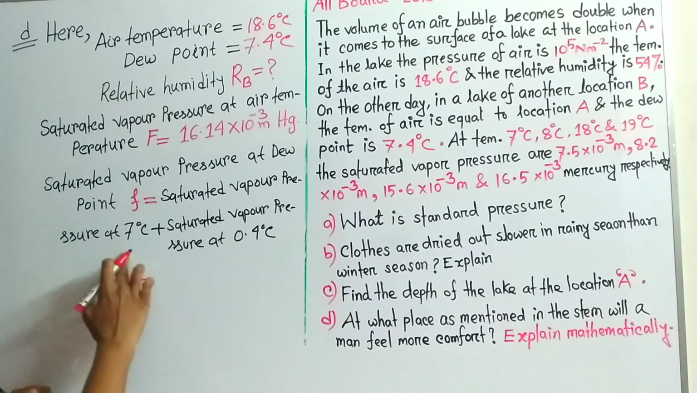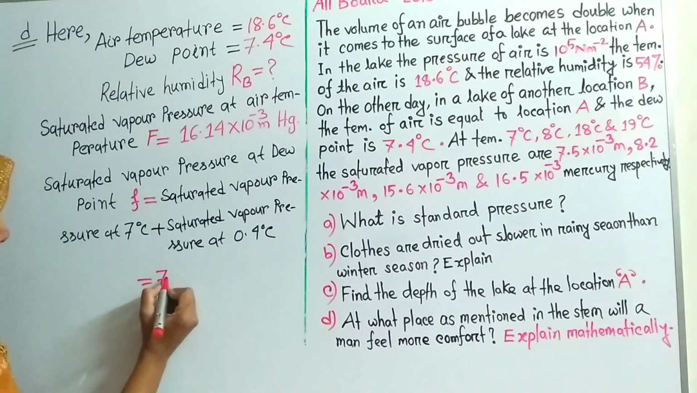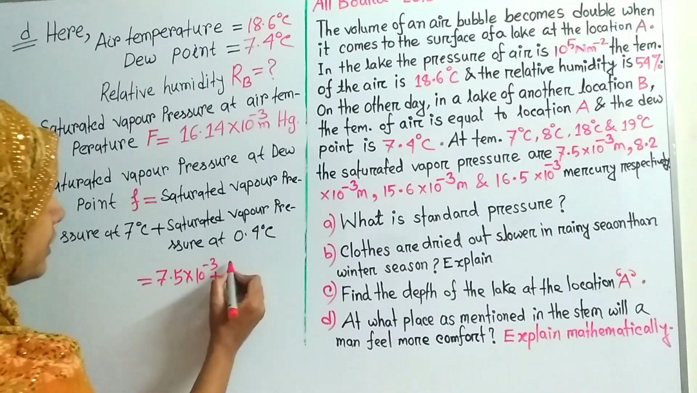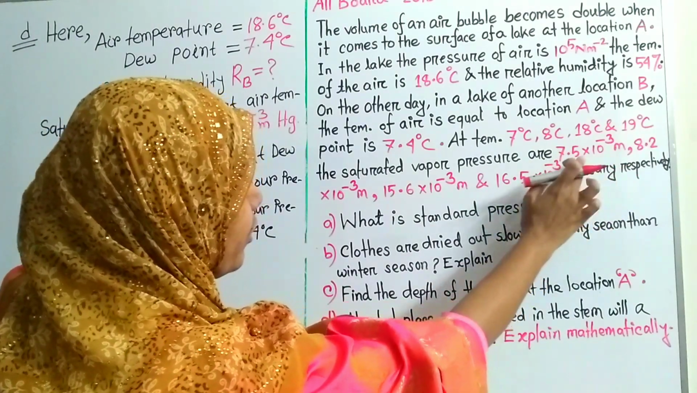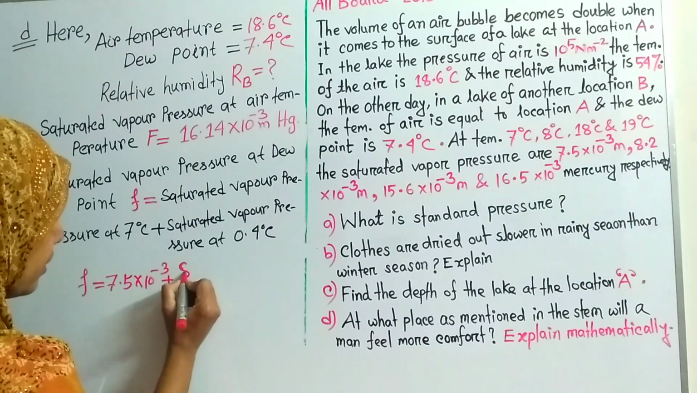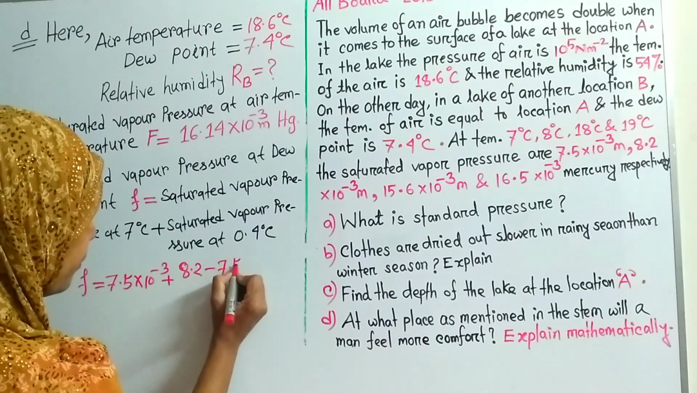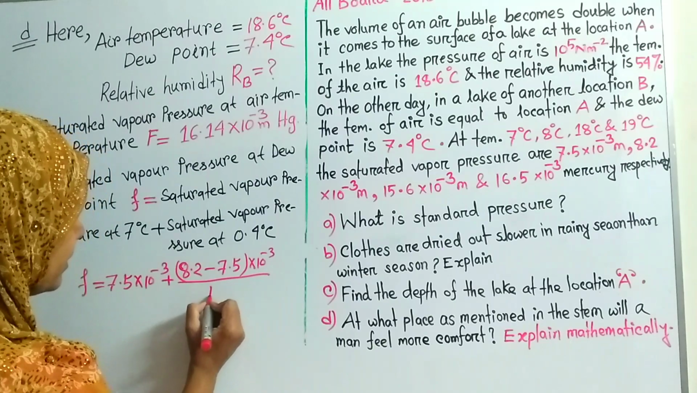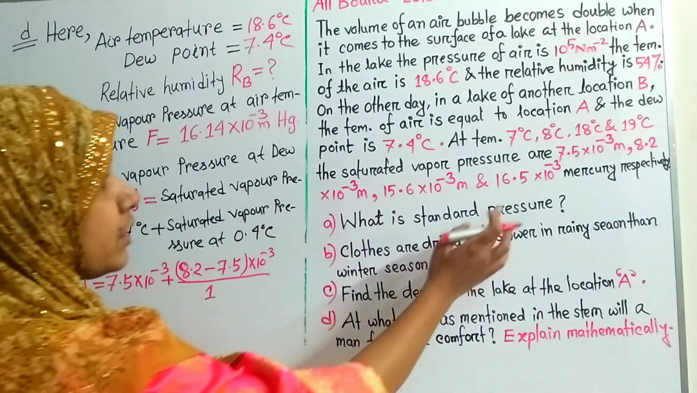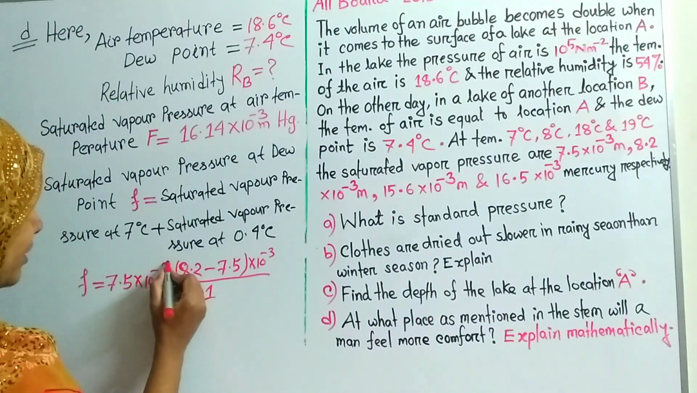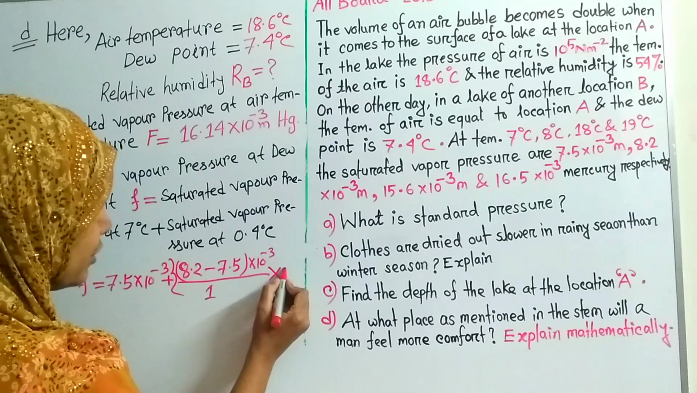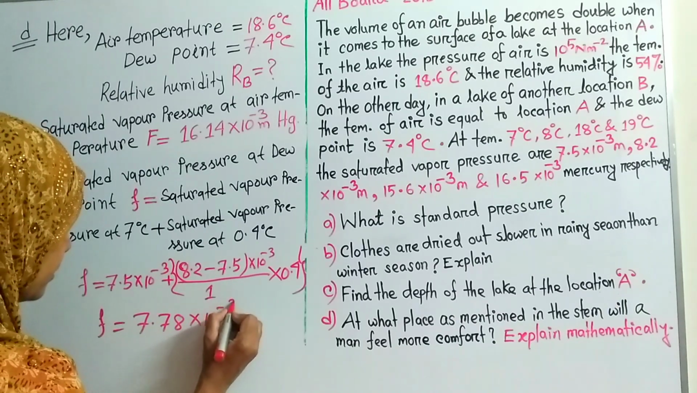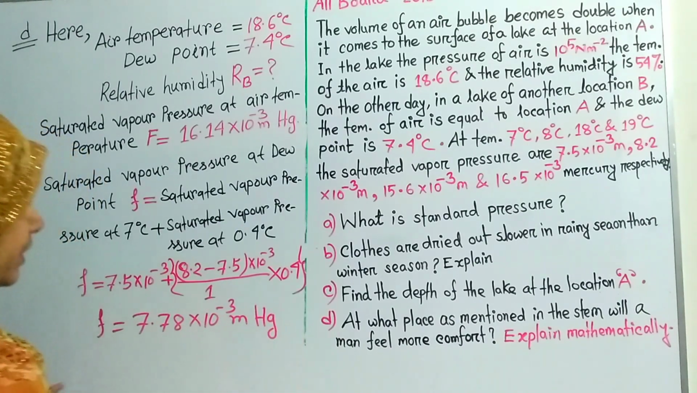The saturated vapor pressure at 7 degrees Celsius is given here as 7.5 into 10 inverse 3, plus at 0.4, that means the change in pressure is 8.2 minus 7.5 into 10 inverse 3, divided by the change in temperature, which is 1, as we are changing the temperature from 8 to 7, and multiplied by 0.4. That gives 7.78 into 10 inverse 3 meter of mercury pressure.